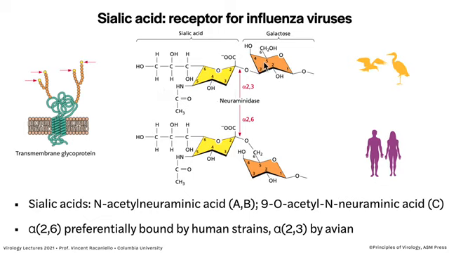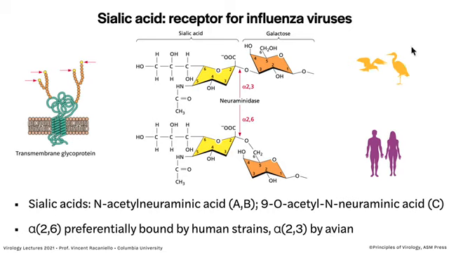Can be multiple kinds of sugars. Here's galactose, but it could be other sugars as well. But the key here is that the sialic acid is linked to galactose with an alpha-2,3 linkage. And all that means is the 2-carbon of this ring is linked to the 3-carbon of the galactose with an oxygen in between. That's called alpha-2,3 linkage. And why do we care? Well, it turns out that alpha-2,3 sialic acids are preferentially bound by avian influenza viruses.